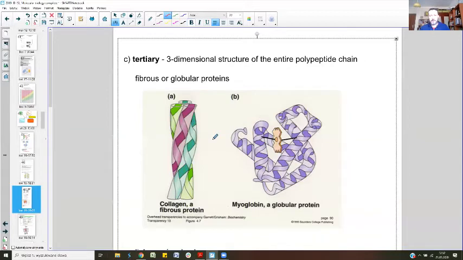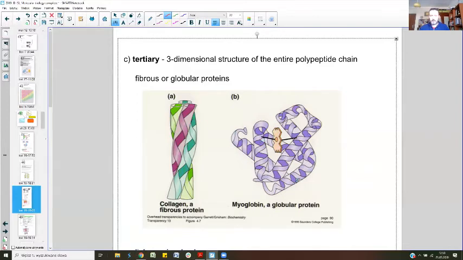alpha helices, in a parallel way or in a spherical way. And therefore, we distinguish fibrous proteins and globular proteins. Fibrous proteins are important for living organisms as structural components, such as collagen. Collagen is the most abundant protein in animals, and it is found in our bones, in our nails, in our skin, because it is very resistant to stretch.